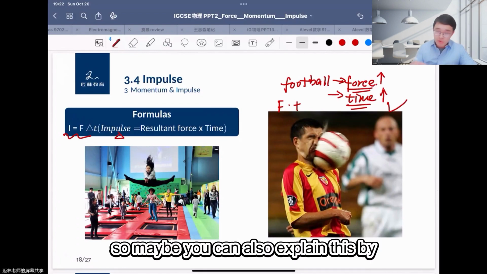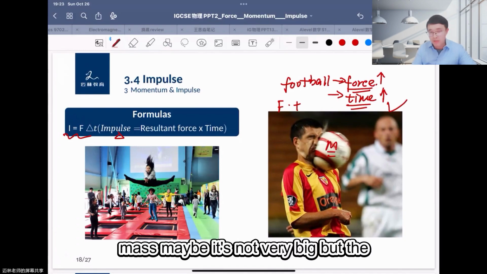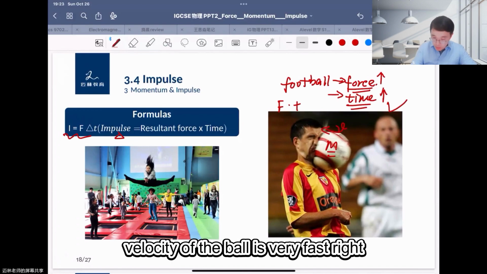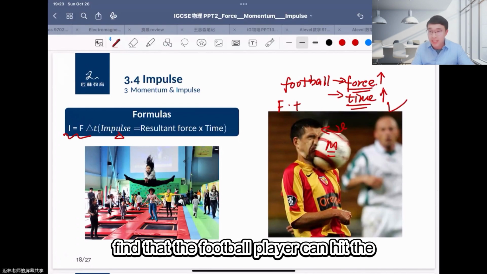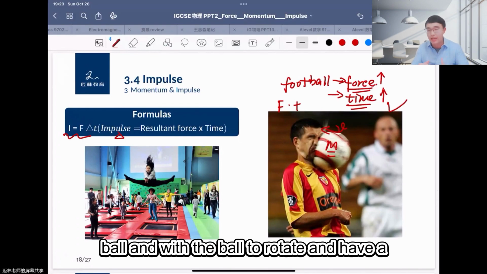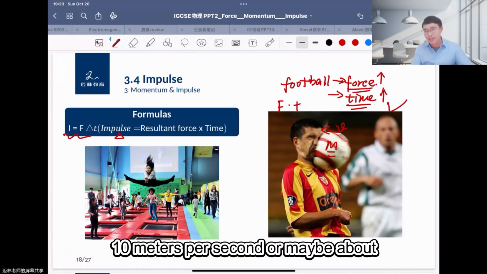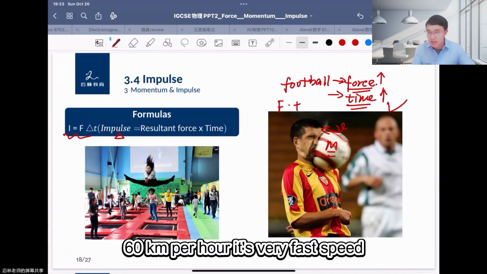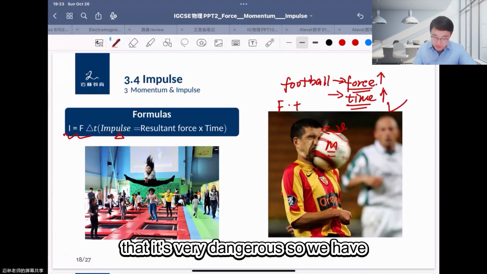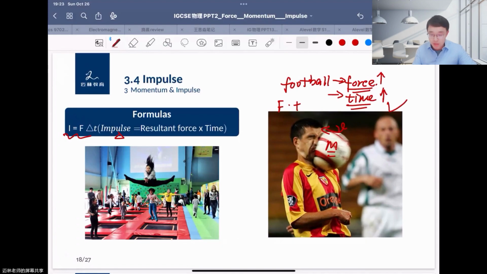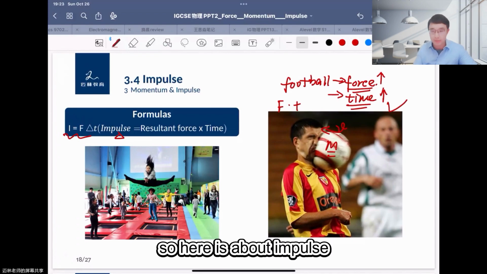Okay, so maybe you can also expand this by momentum. Like here, the ball has a mass, maybe it's not very big, but the velocity of the ball is very fast, right? Maybe in some football competition, you'll find that the football player can hit the ball and the ball has a very big speed, maybe about 10 meters per second, or about 60 kilometers per hour. Okay, it's a very fast speed, as big as a car, right? So here we can say that it's very dangerous. So we have a substitute person for each football player. Okay, so here's about impulse.